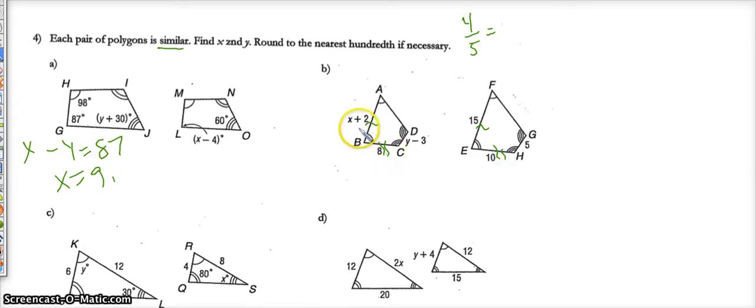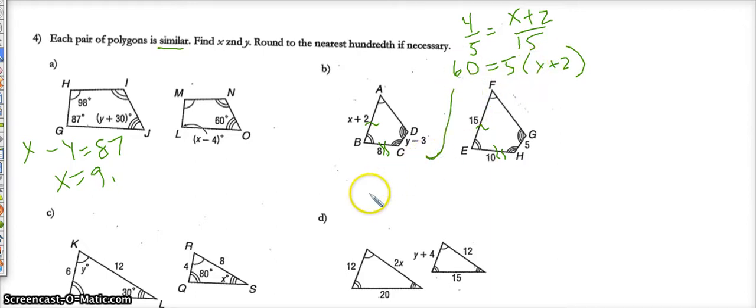So if I want to find out what x is equal to, I'm going to do x plus 2 over 15 is equal to 4 over 5, right? Because again, my goal is to be consistent. If I cross multiply, 15 times 4 is 60, equal to 5 times the quantity x plus 2. You have to distribute. So I get 60 is equal to 5x plus 10. If I subtract 10 from both sides, I get 50. So 5x equals 50. So x is equal to 10.